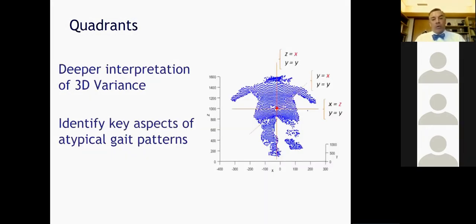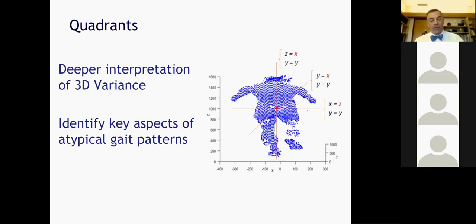A further direction that we're going with, and we should have this available quite soon, is if we calculate center of mass, then we very easily can look at different quadrants of the body. And this gives you a deeper interpretation of 3D variance. So what key aspects are contributing to that atypical gait pattern? For example, if left toe off is where most variance occurs, well, perhaps it is actually the right lower quadrant that's contributing most to that increase in variance. So this allows you, again, to do a bit of a deeper dive to better understand that patient. And we'll have this available very soon.